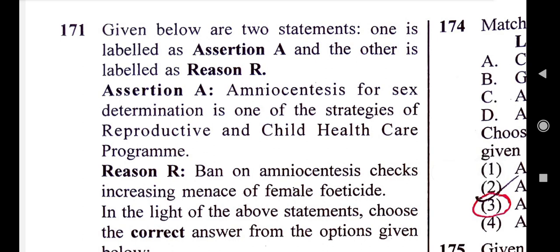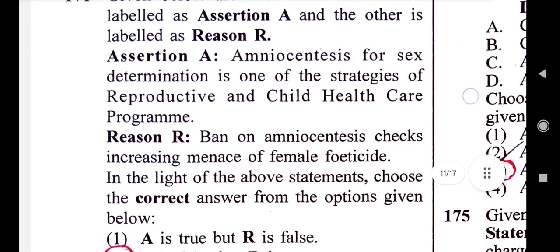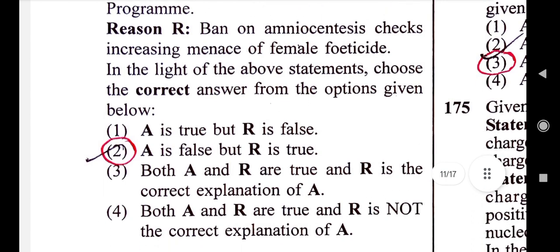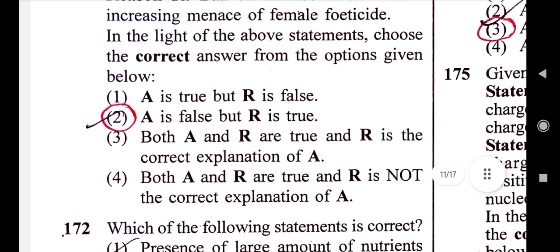Given below are two statements, one is labeled as Assertion A and the other is labeled as Reason R. Assertion A: Amniocentesis for sex determination is one of the strategies of the reproductive and child health care program. Reason R: Ban on amniocentesis seeks to check the increasing menace of female foeticide. In the light of the above statements, choose the correct answer from the options given below. Option 2 is the correct option. A is false but R is true.